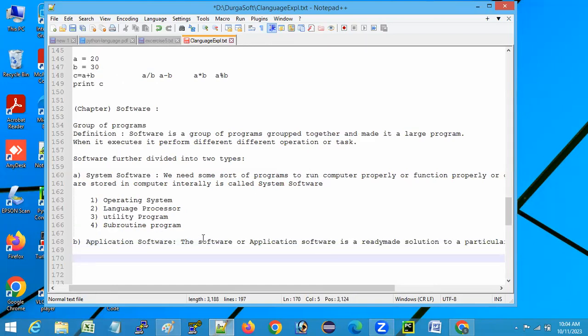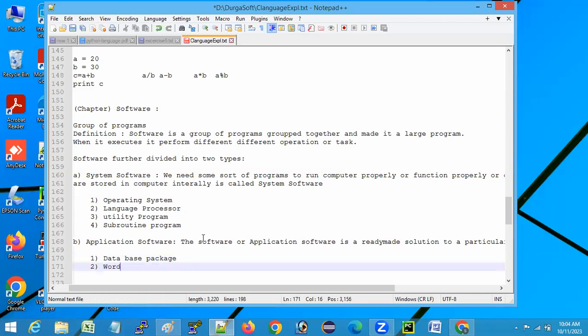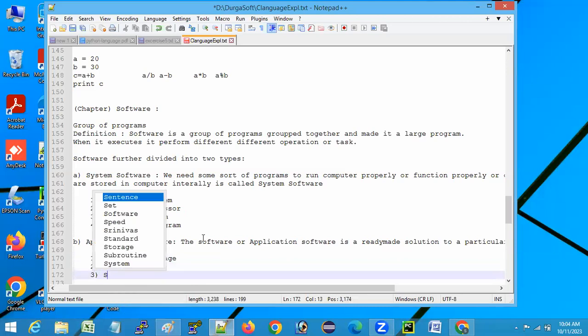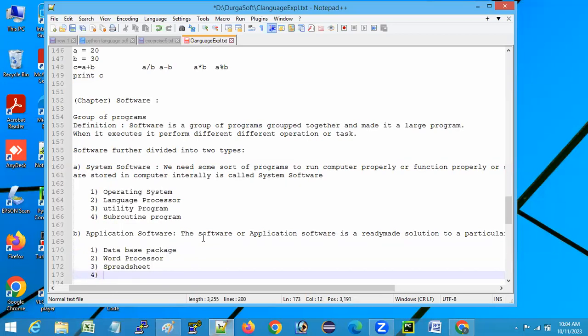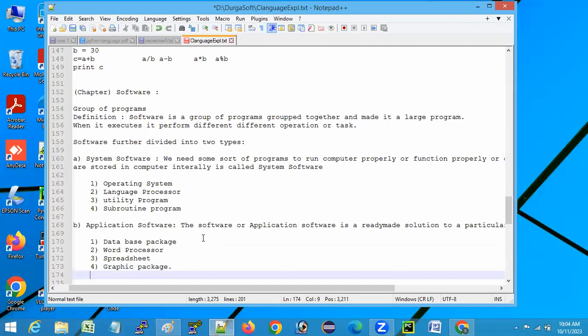This part you have to remember. Further, it is divided into four again. The first one is called the database package. Then we are going to say word processor, or word processing. The third one is called spreadsheet. Fourth one is called graphic package. Right, so we'll discuss this in tomorrow's session.